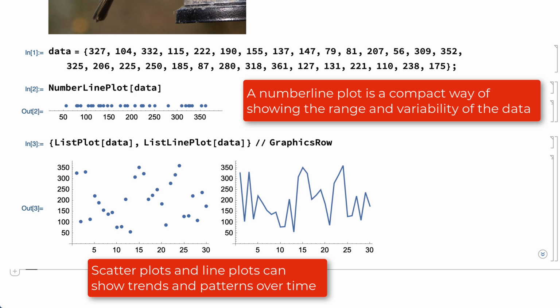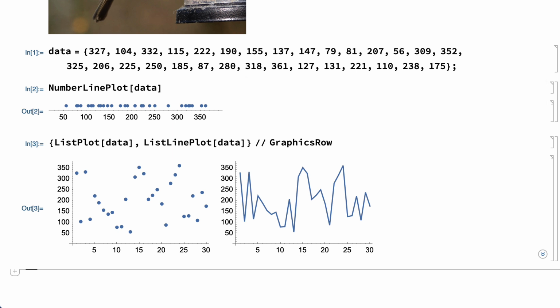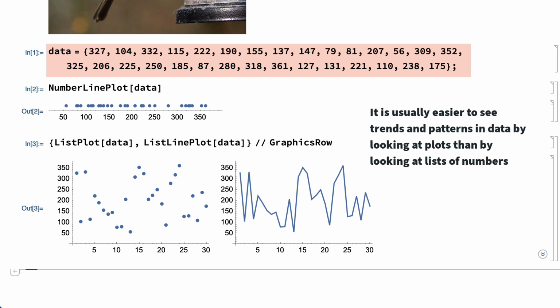So these plots can show trends or patterns in the data over time. These plots show, for example, that use of birdseed varies widely, but with no strong trend up or down over time. It is in principle possible to get the range of the data and see the same trends and patterns just by looking at the list of numbers, but it's usually easier to get this information by looking at plots. For some purposes, though, it's necessary to have numbers rather than plots.